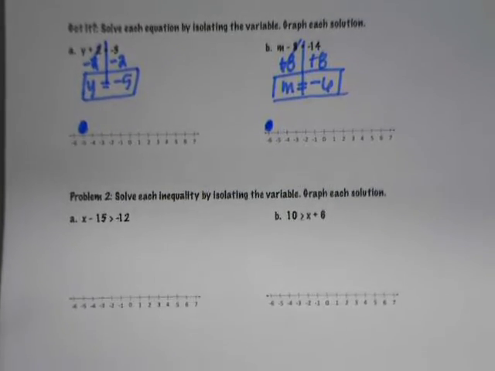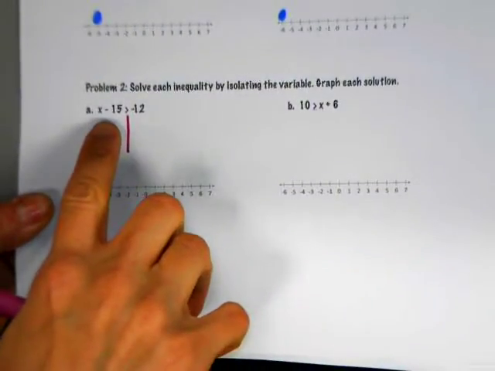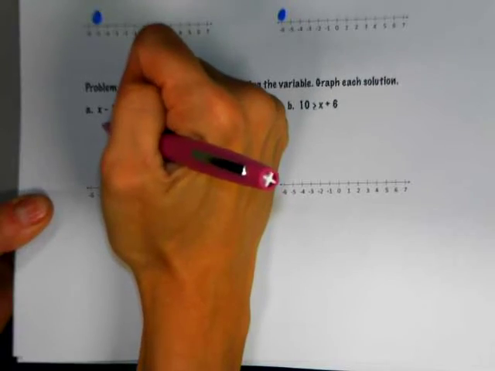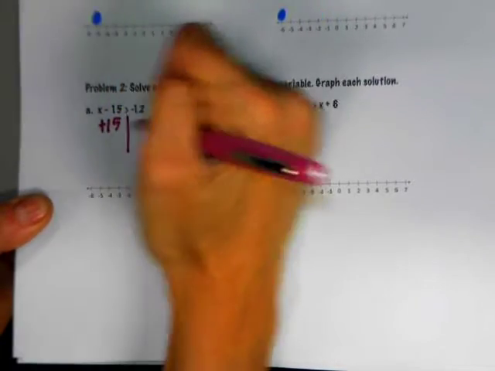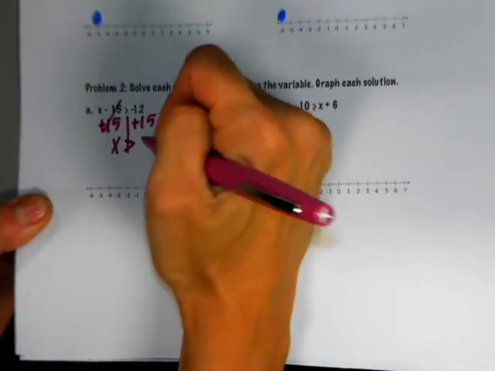All right, for this next one, with the x, I have a negative 15. How do I make that 0? Positive 15, yeah. So x is going to be greater than 3.